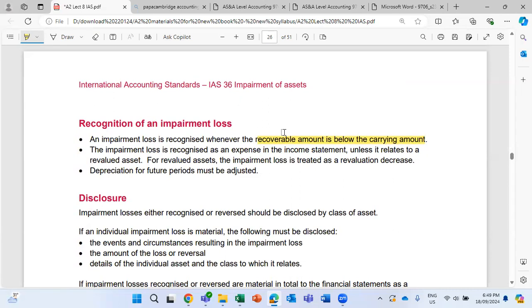If the carrying amount is equal to or less than the recoverable amount, then we do not need to impair the assets. The impairment loss is recognized as an expense in the statement of profit and loss, unless it relates to a revalued asset. For a revalued asset, the impairment loss is treated as a revaluation decrease. Depreciation for future periods must be adjusted. After impairing the assets, the planned usage will change, so we need to change the depreciation accordingly.